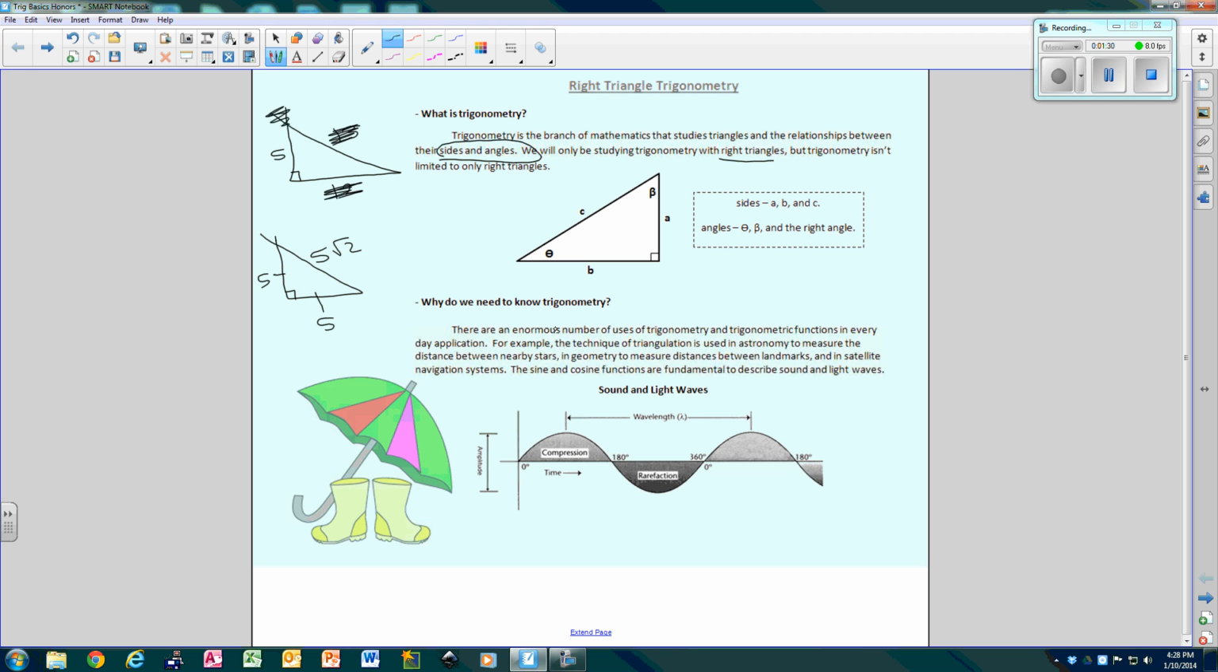So why do you need to know trigonometry? There's an enormous number of uses. For example, we can use trigonometry in astronomy. We can use it to measure distances between landmarks. Satellites and your GPS systems use trigonometry. There are these sine and cosine functions, and they have these waves that go like this. They're wavelengths, so that would be like your sound and your light waves. You'll also find that trig is going to be very important whenever you get into physics.